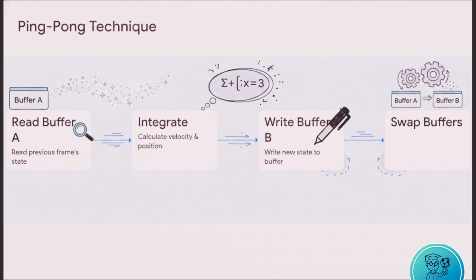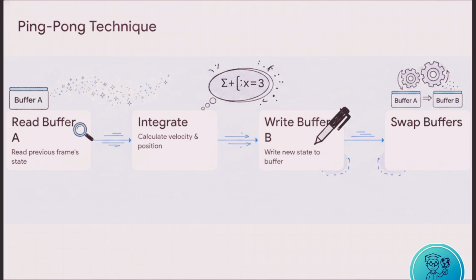But of course, there's a catch. Programmable GPU pipelines don't actually let you read, modify, and write to the exact same piece of memory simultaneously. You can't just look at a particle's position and update it in the exact same spot in one go. So engineers use this super clever double buffering trick called the ping-pong technique.